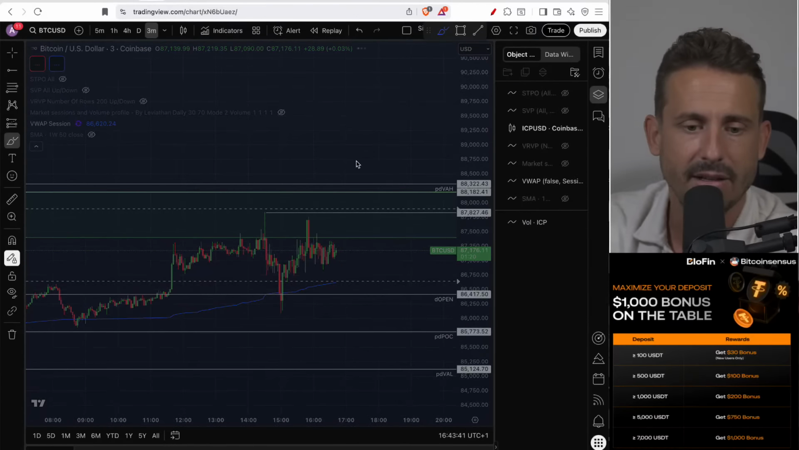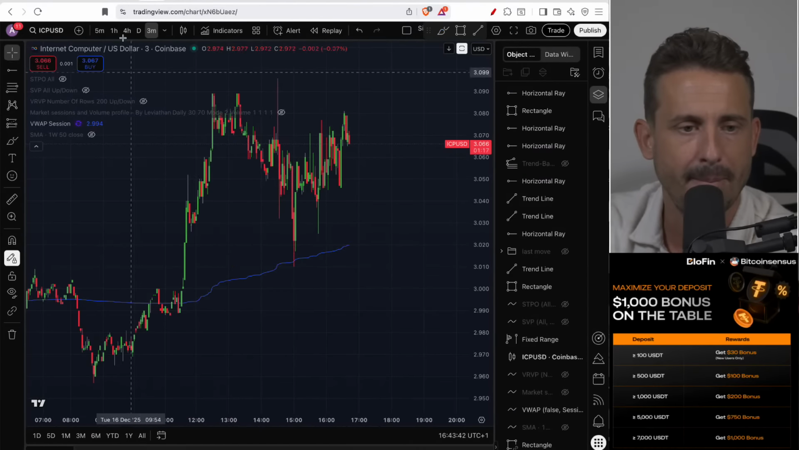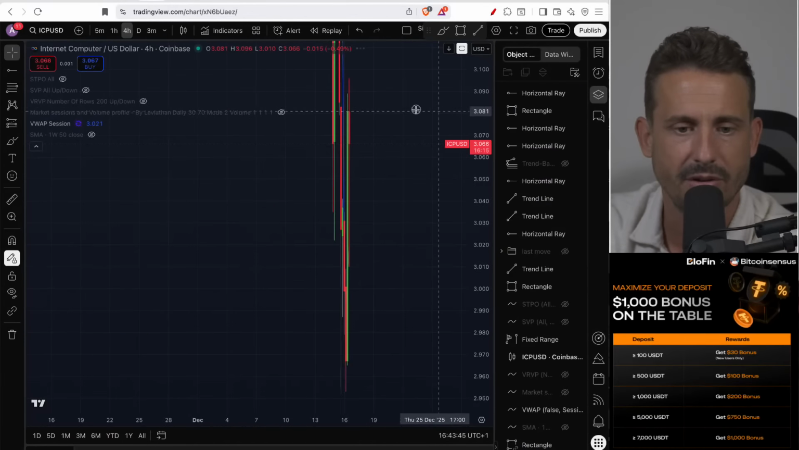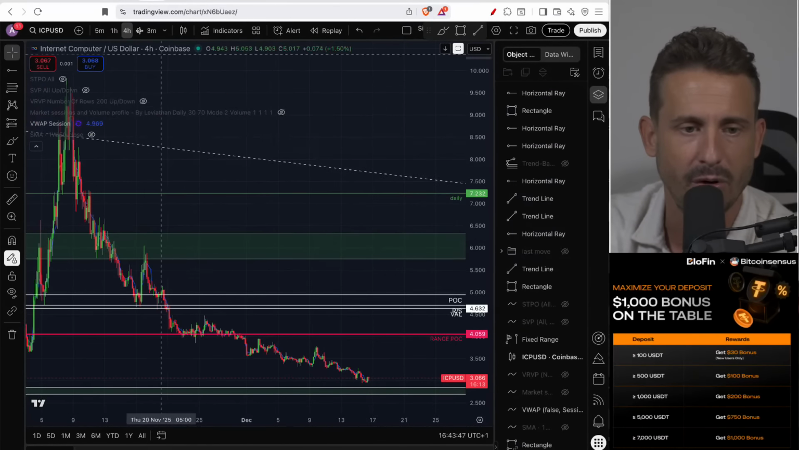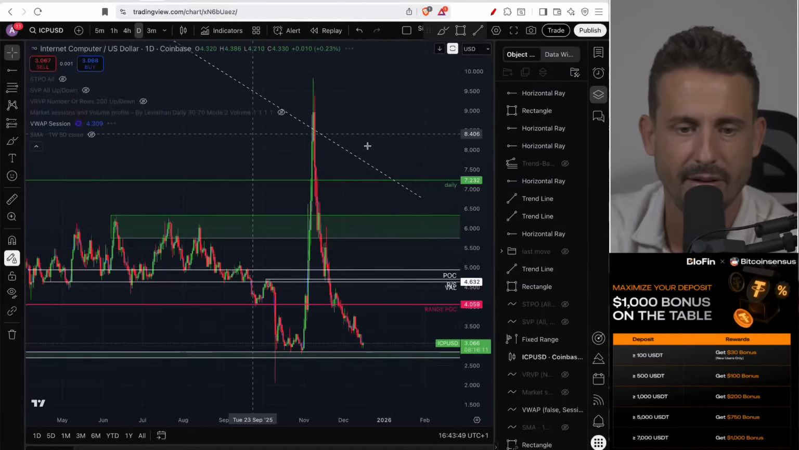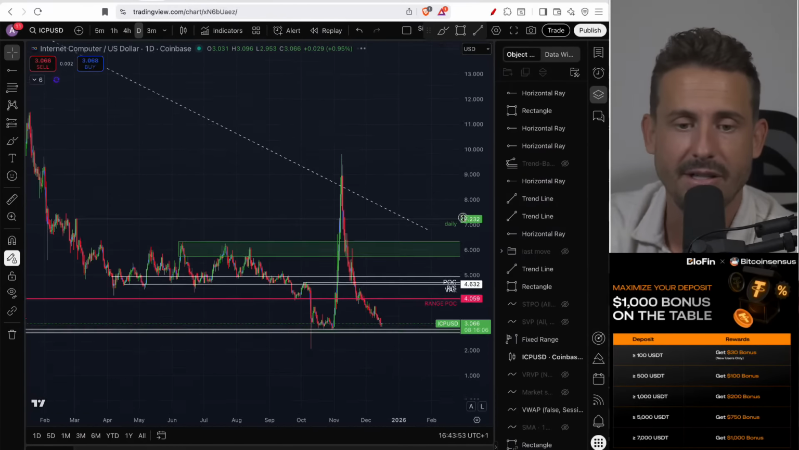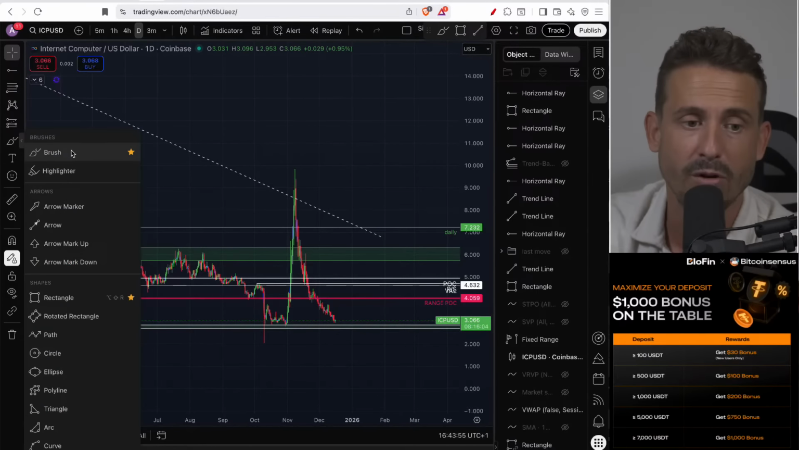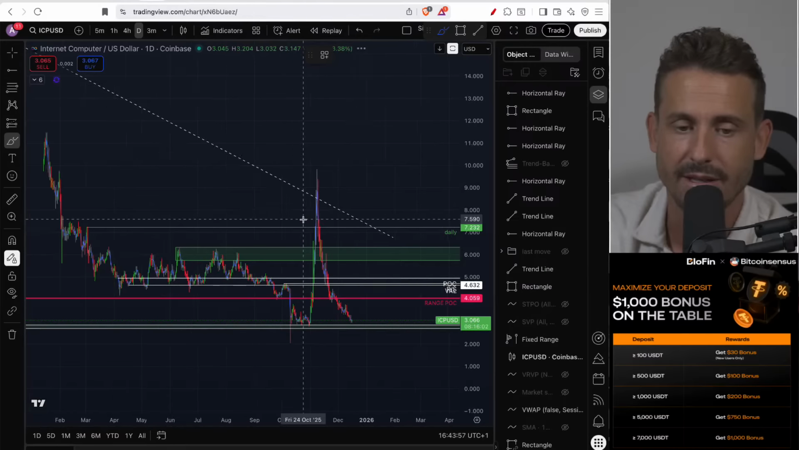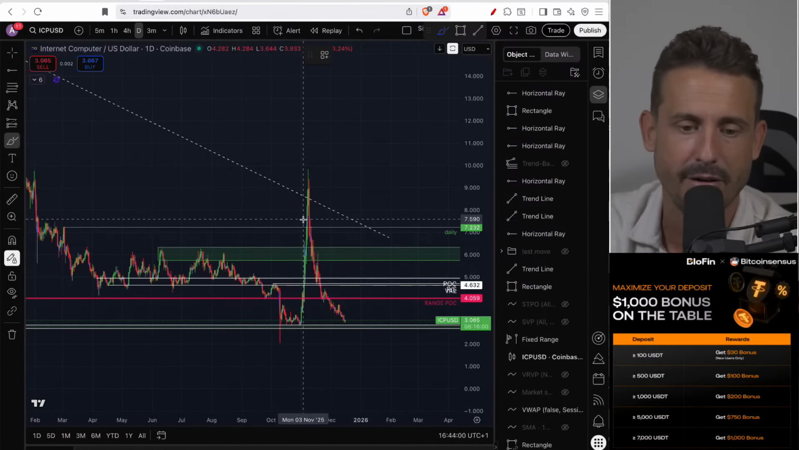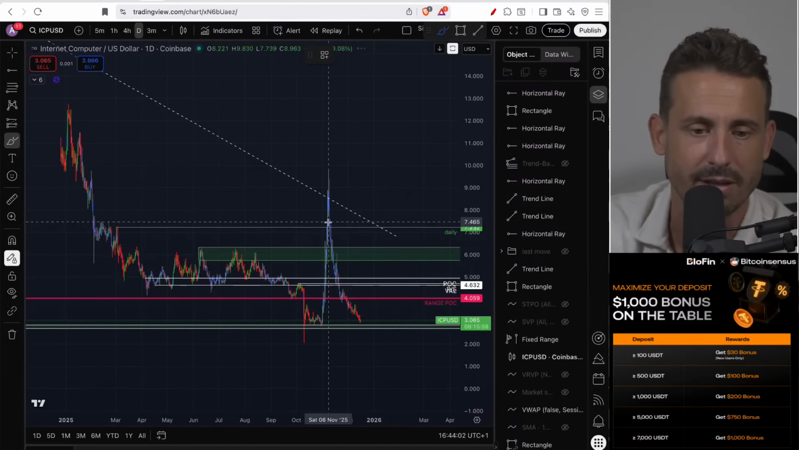I have a spot bag, but we can take a look at ICP, see what's going on here. Big movement down, pump and dump here. I did manage to exit. Okay, got almost my money back. Almost, I didn't sell at a profit, just to have a free bag basically of ICP.